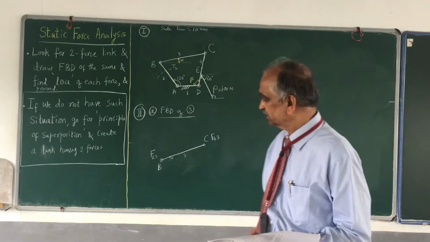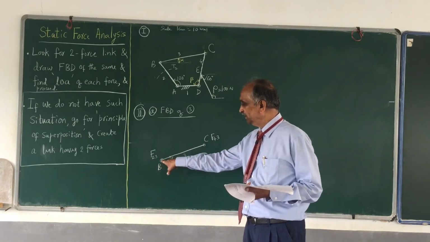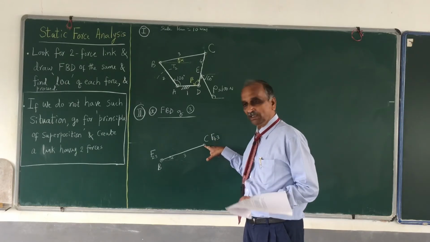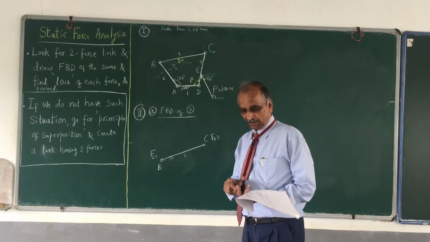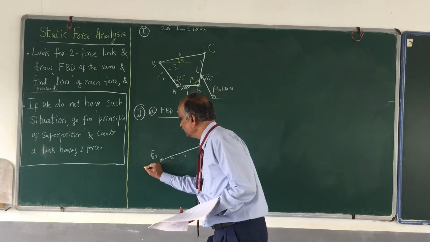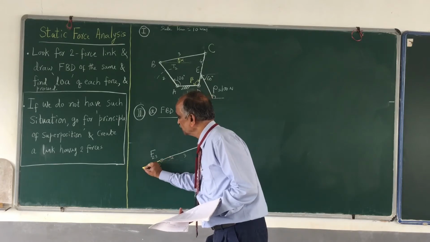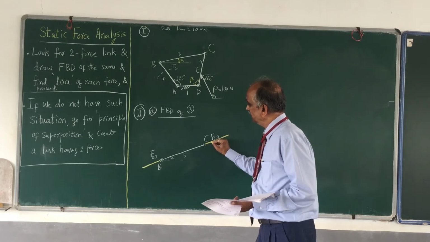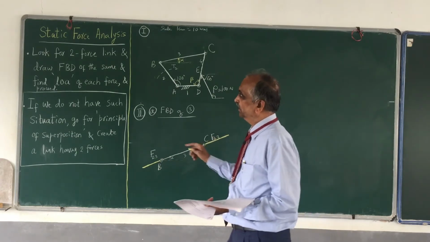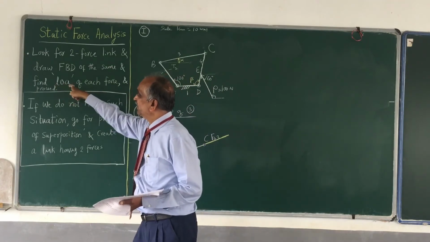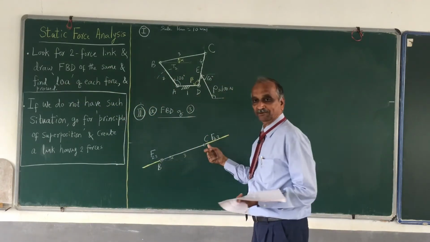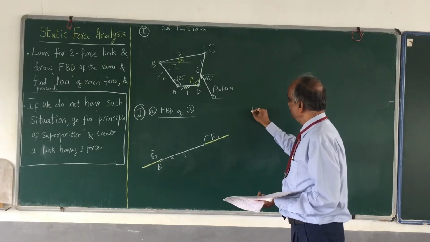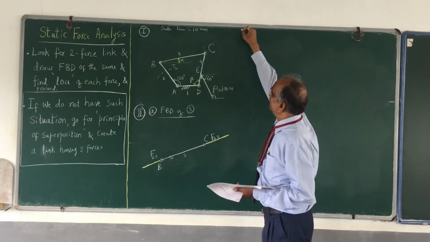And how should the two forces be? This force which is passing through B must also pass through C. Similarly, this force which is passing through C must also pass through B. That means the line of action of F23 is like this, and the line of action of F43 is like this. These are the lines of action. This is the meaning: find the line of action of each force. That's what I have done here. I hope you understand. Once you get the starting point, the remaining things are very, very simple.